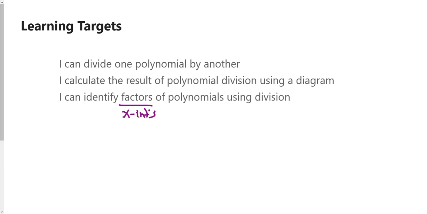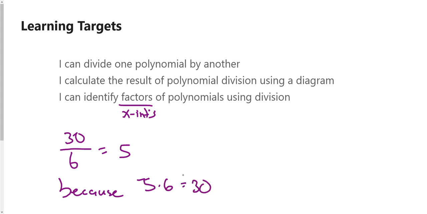So let's set the stage for how we're going to handle this. Let's start off with an easy problem. Let's say we wanted to do 30 divided by 6. What's 30 divided by 6? That's 5. And why is that? It's because 5 times 6 is equal to 30. Likewise, you could also say that 30 divided by 5 is equal to 6. Both of those are true because of the reason that I have provided.